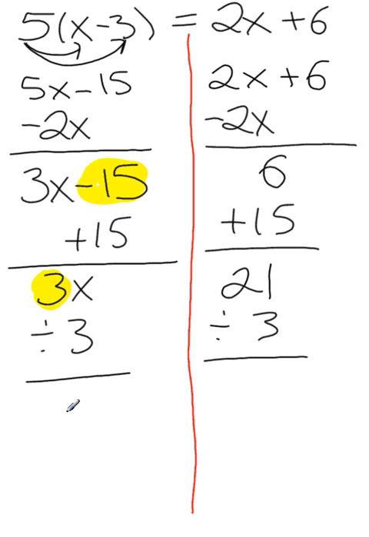This side, that leaves us with just that x. And over here, 21 divided by 3 is 7. So x equals 7. And that is the solution to our multi-step equation.